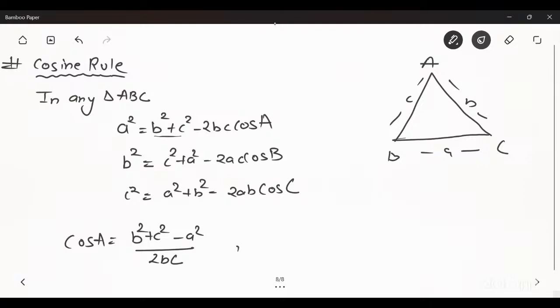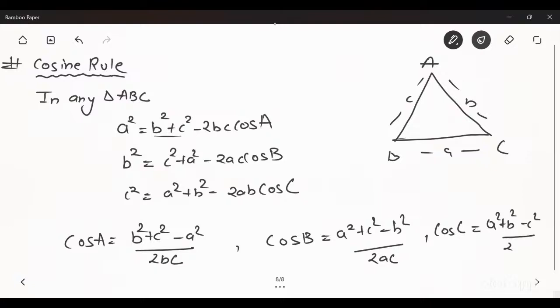and the value of cos B will become a square plus c square minus b square upon 2ac. The value of cos C will become a square plus b square minus c square upon 2ab.